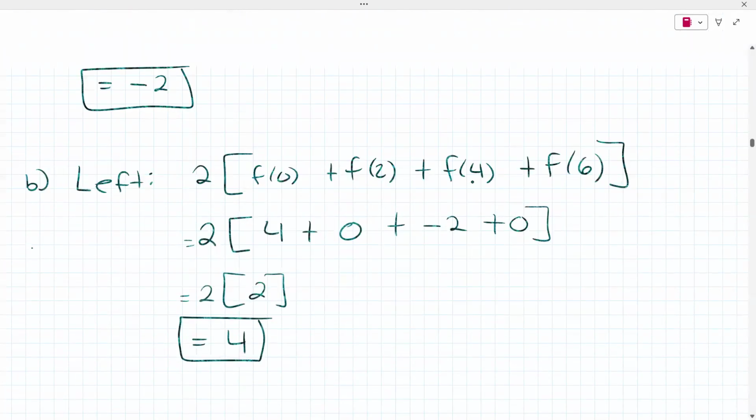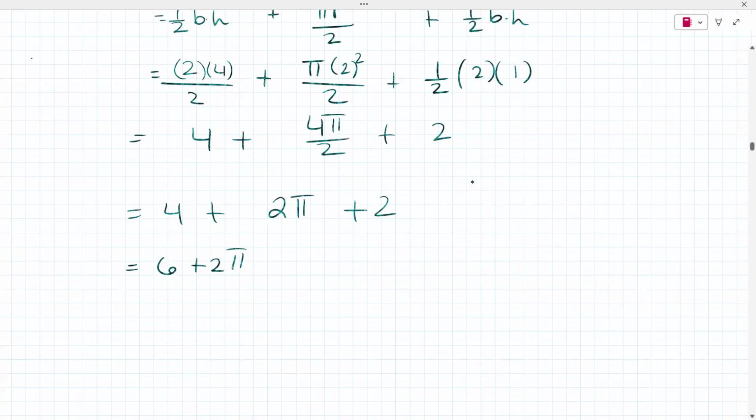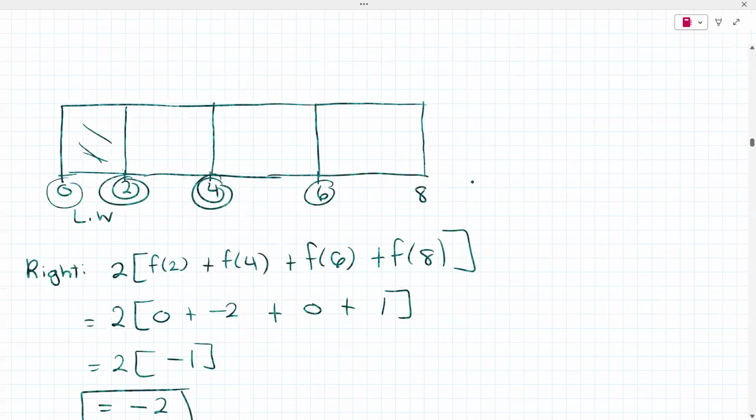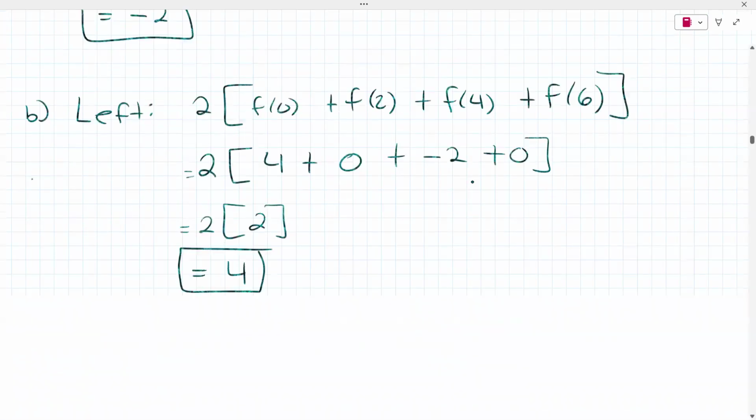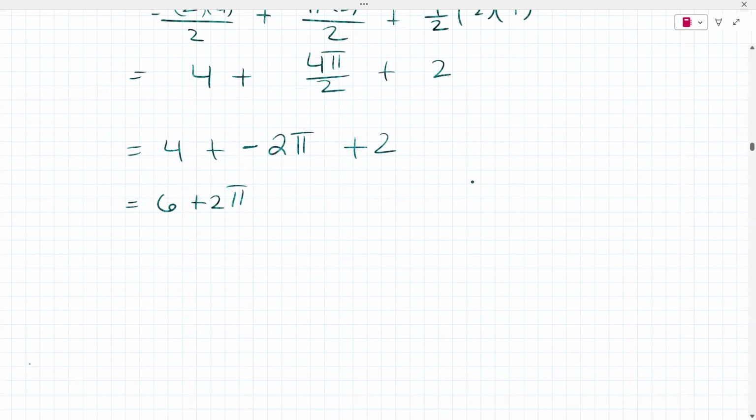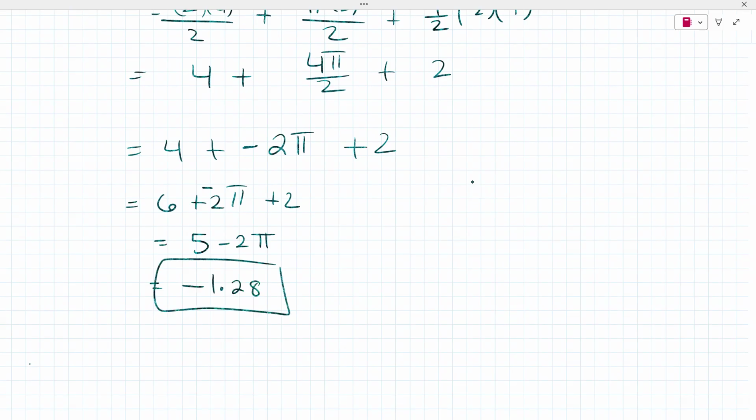Whoops. Okay, I made a mistake. This should be negative. Why? Because if you look at the image, it's going below the x-axis, right? So that's most likely going to be a negative value. So if you're under the x-axis, it's most likely to be a negative value. Okay, so this should be negative 2 pi. There you go. Much better. So that's going to be 6 minus 2 pi. That is going to be negative 1.28.